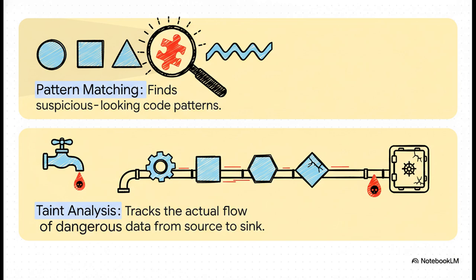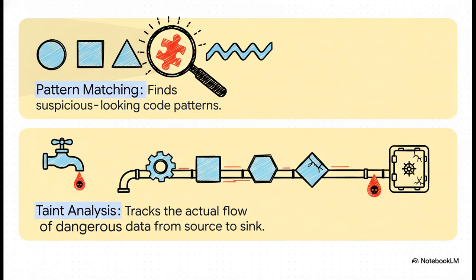See, a lot of security scanners just do what's called pattern matching. Basically, they look for code that just looks suspicious. Prime Architect does that too, but it also uses something called taint analysis. What it does is it actually tracks the flow of potentially dangerous data, like something a user types in, from the moment it enters your system, which we call the source, all the way to a point where it could do some real damage, the sink.